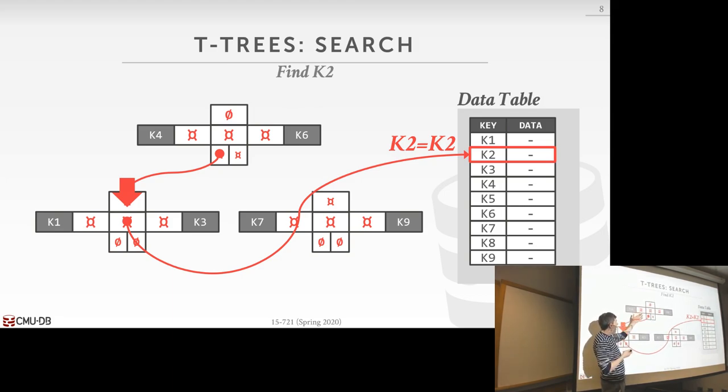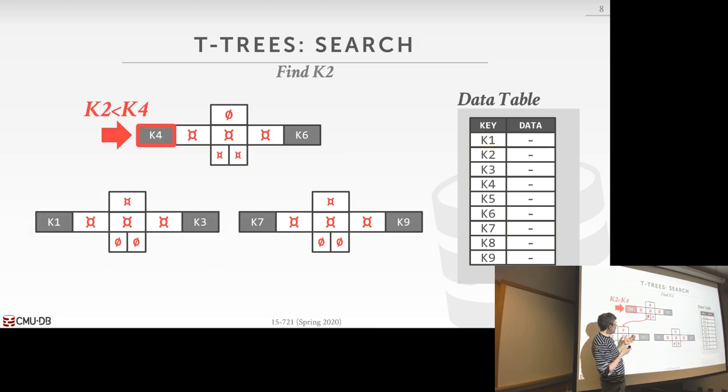No, well, these are guideposts, but if I'm looking for key 5, for example, and I'm here, then I would say key 5 is greater than key 4, and key 5 is less than key 6, so I know the thing I'm looking for is in here.